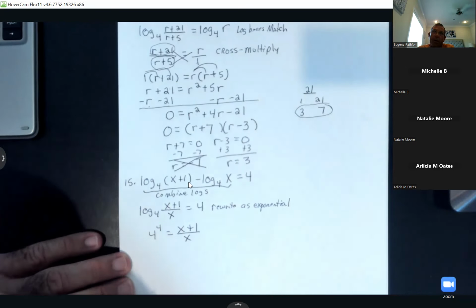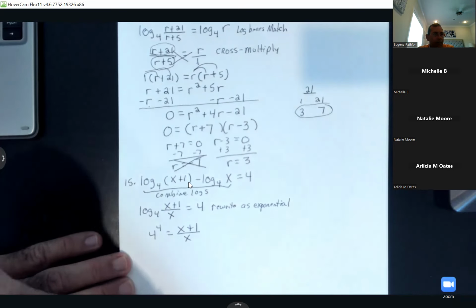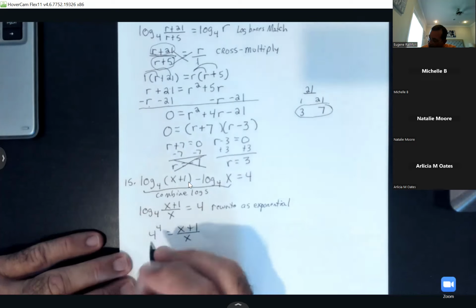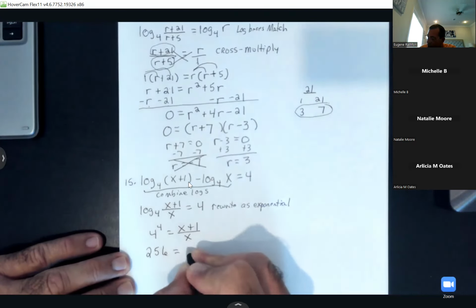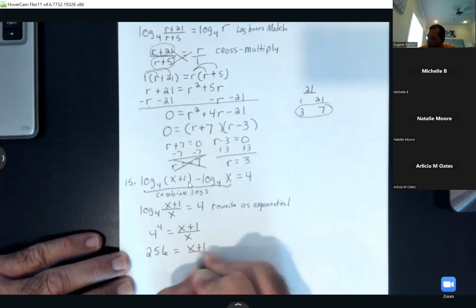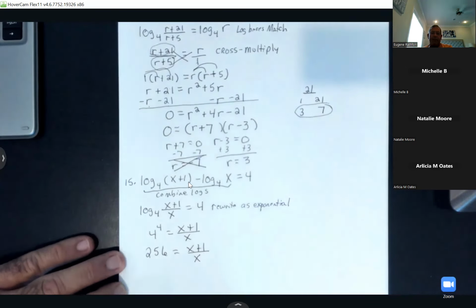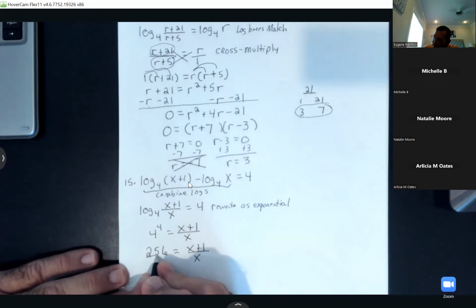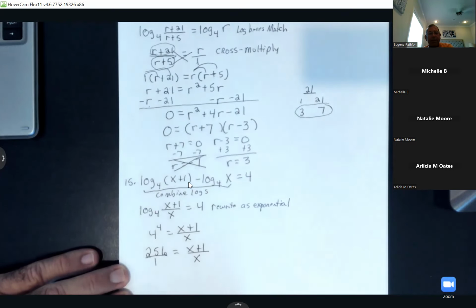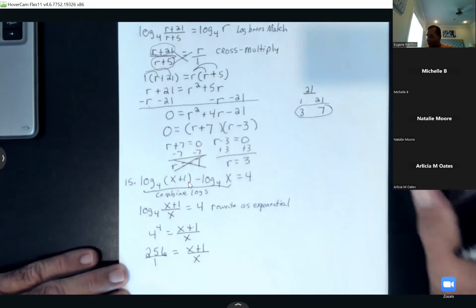64 times 4, what is that giving us? I think we get 256 equal to the x plus 1 over x. So notice, since I got this fraction over here, I'm going to make the left side look like a fraction by putting a 1 under it.